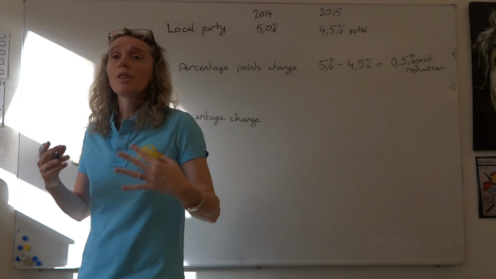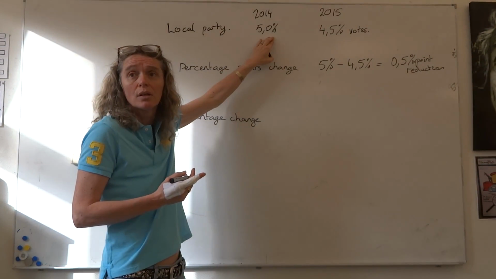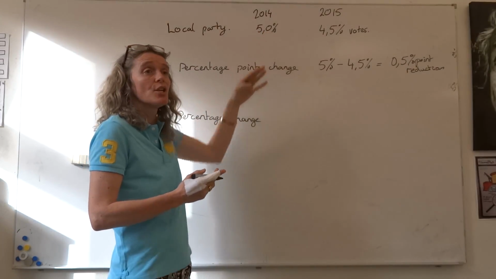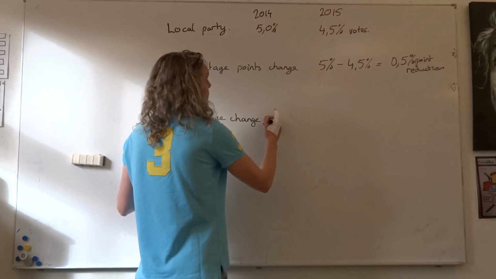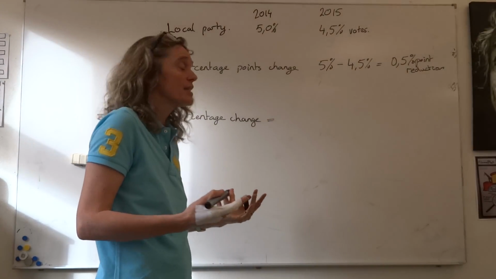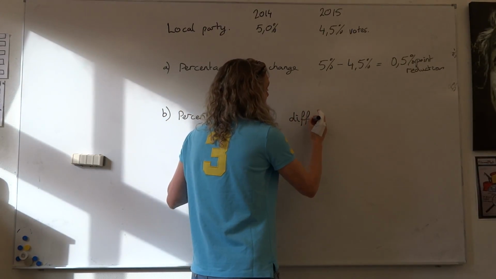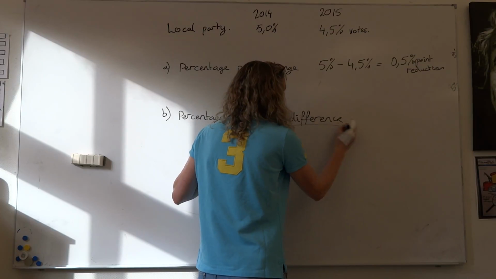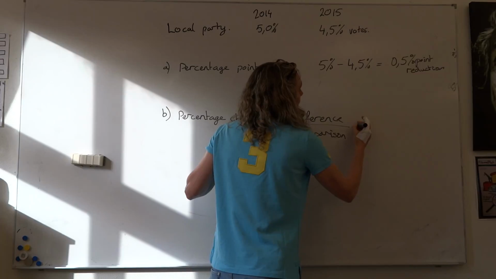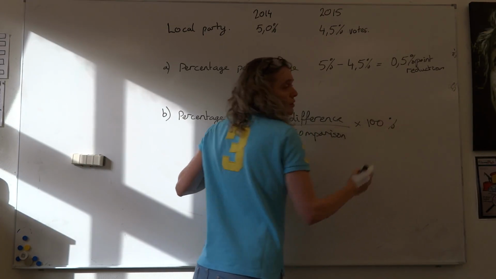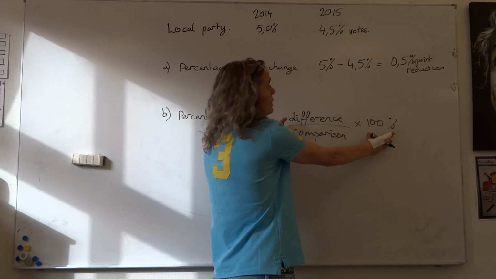But if you want to know what the percentage change was, that means it's relative to what the original was. What happened in terms of their overall percentage? How much reduction did they get? So the percentage change is going to be our comparison. Percentage change is given by the difference in percent divided by the one that we're comparing it with, times 100 to turn it into percent. This part will give us a decimal number, and we multiply it by 100 to turn it into percent.